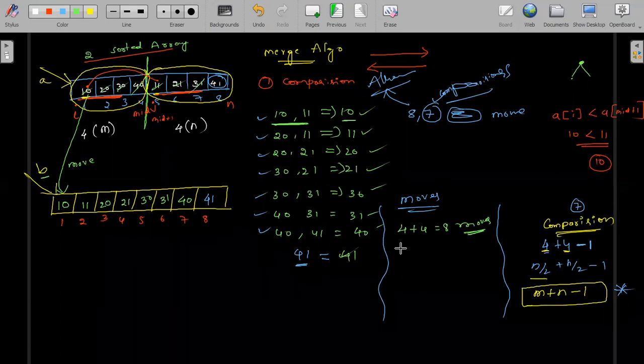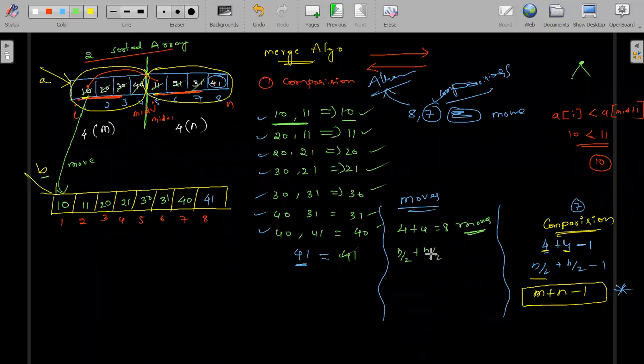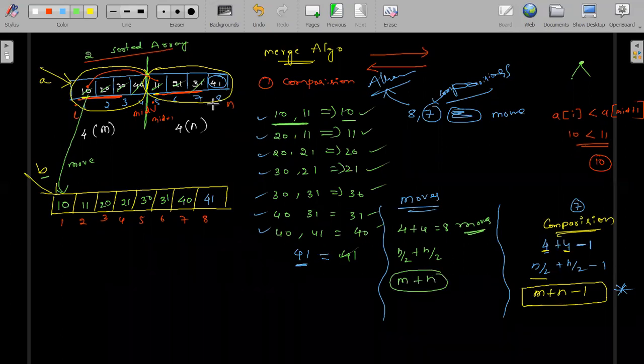Now can I write like this? 4 means n by 2 plus n by 2. Half. I am talking about half. Yes or not? N by 2, n by 2. Okay. Now finally, m plus n. These many moves we will do to merge two sorted arrays. Understood everyone? Very very important, guys, this one.